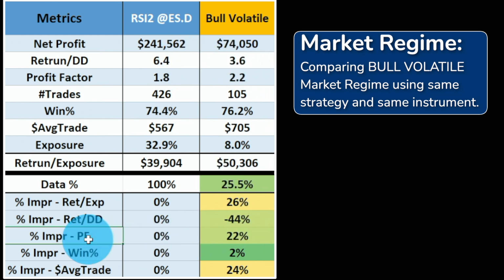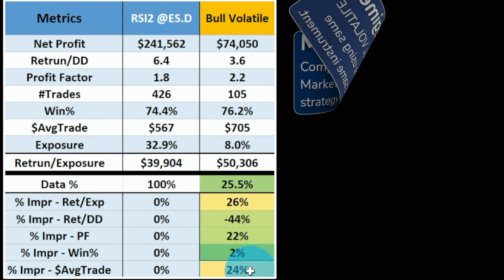Then this one is measuring the profit factor improvement, and in this case, this is 2.2, this is 1.8, so I am 22% better. Then we have the win percent, 76.2 over 74.4, so that's 2% better. And finally, the average trade improvement. Here we have 705, here we have 567, so it's a 24% improvement.